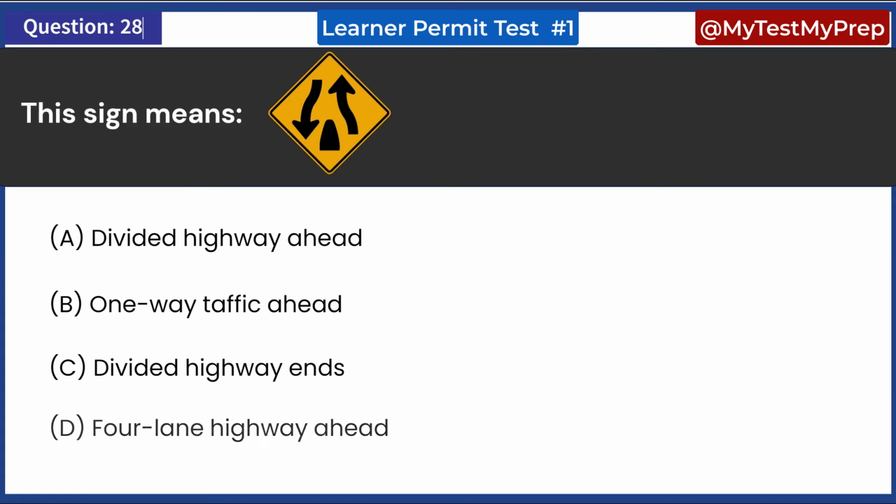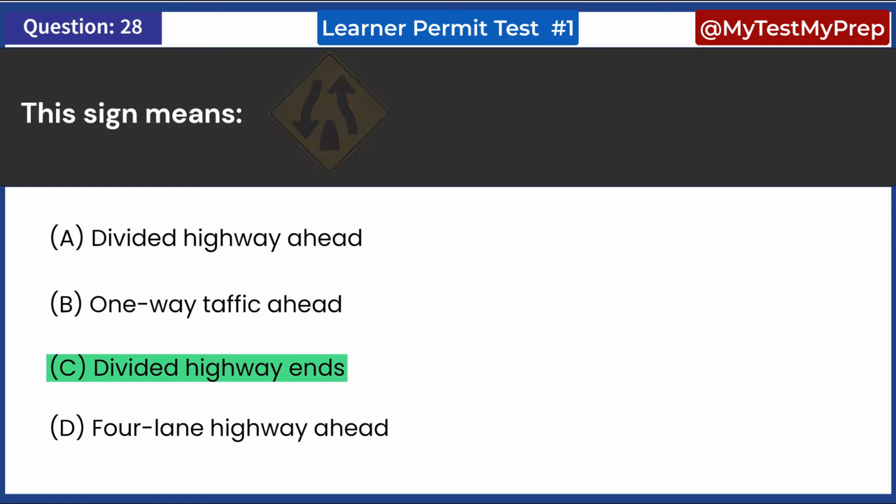This sign means: A. Divided highway ahead. B. One-way traffic ahead. C. Divided highway ends. D. 4-lane highway ahead. Answer: C. Divided highway ends.